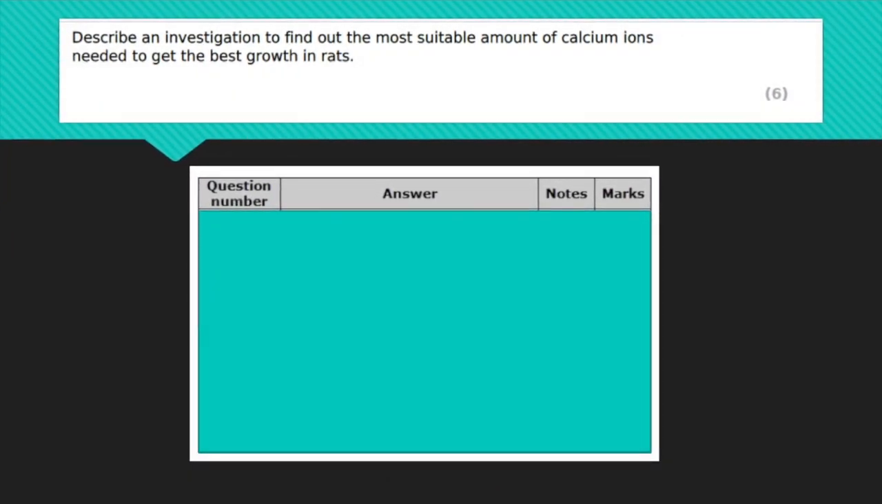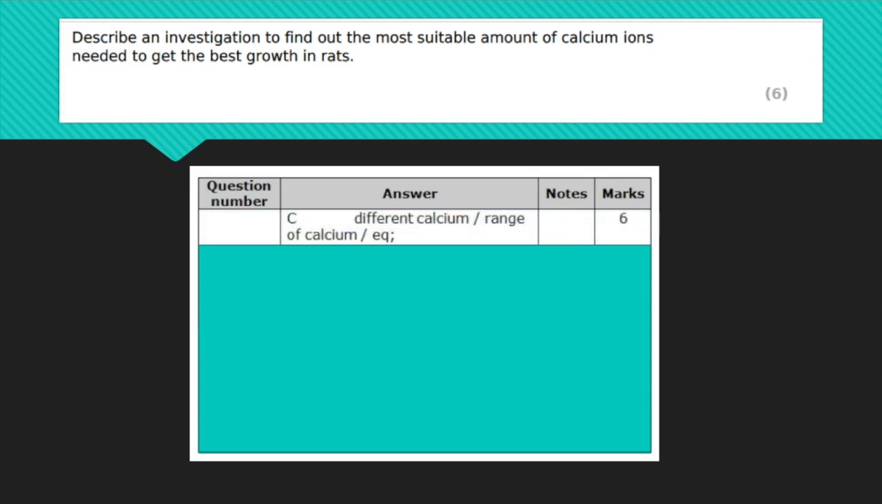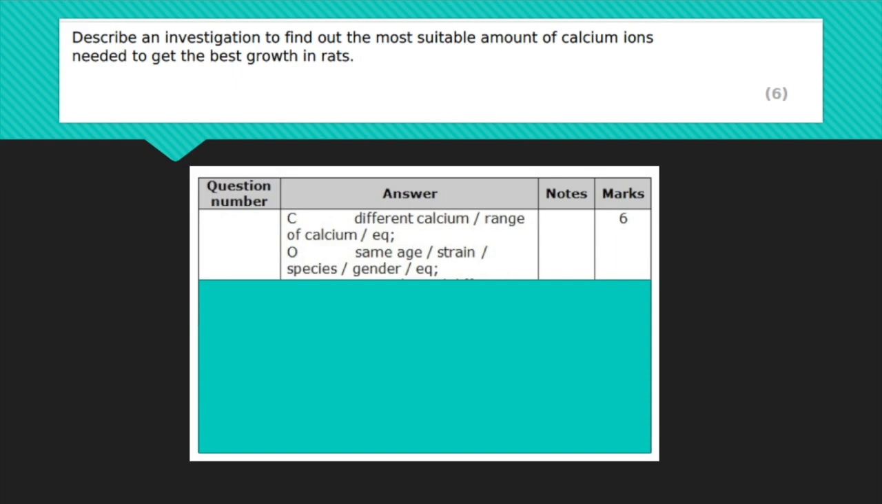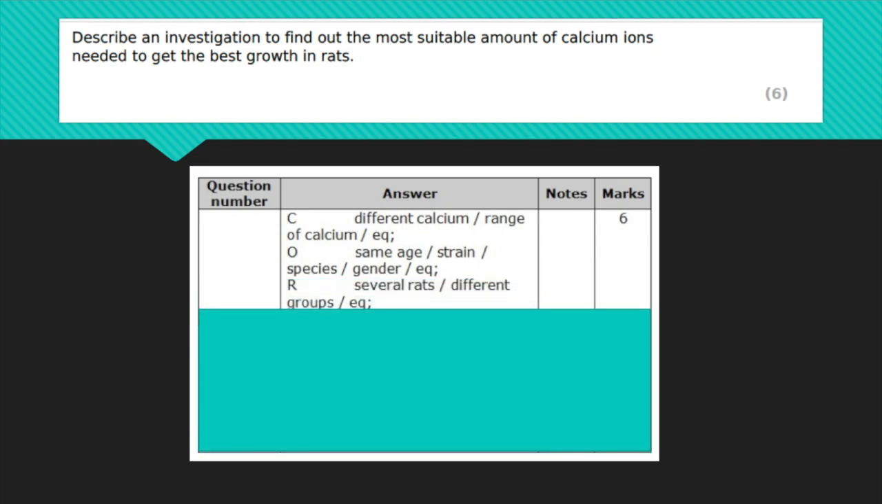So here we had that question, describe an investigation to find out the most suitable amount of calcium ions needed to get the best growth in rats. So our C, the conditions, are different amounts of calcium. You could say, I would set up 2 groups of rats being given different amounts of calcium. And then O, I'll say that the rats have to be the same species, or maybe they have to be the same age as each other, or perhaps the same sex. Then I'll say that I'm going to repeat my experiment with several different rats.